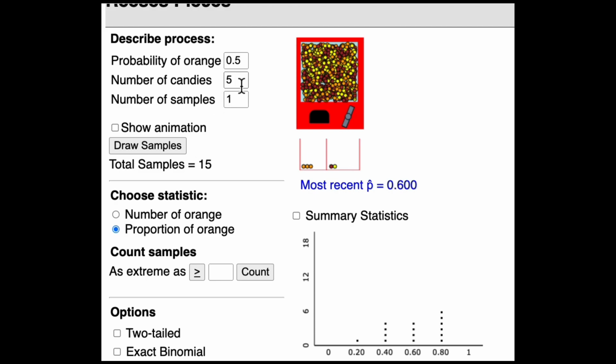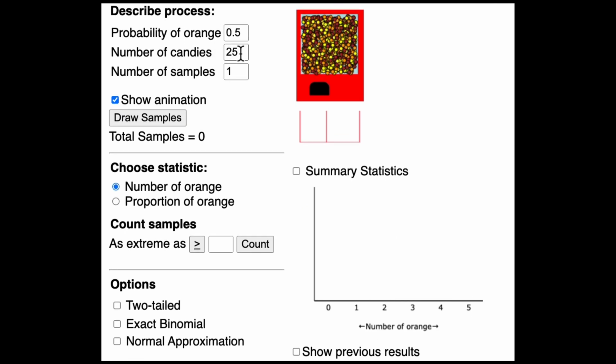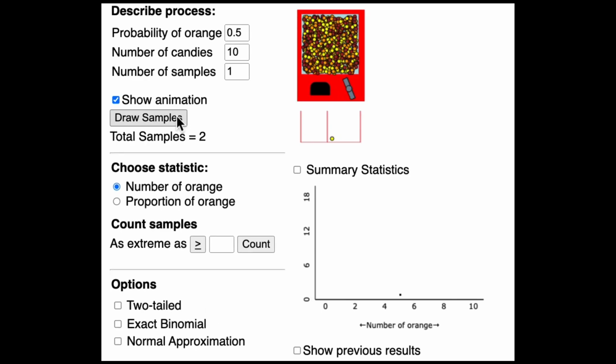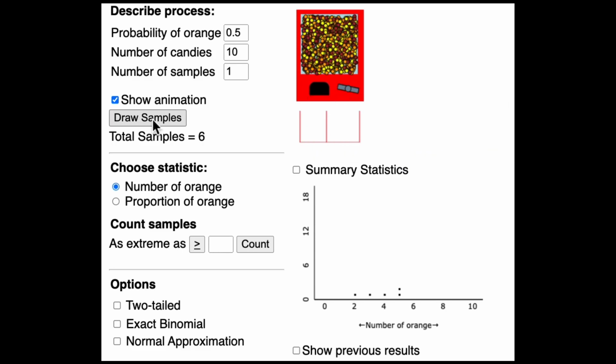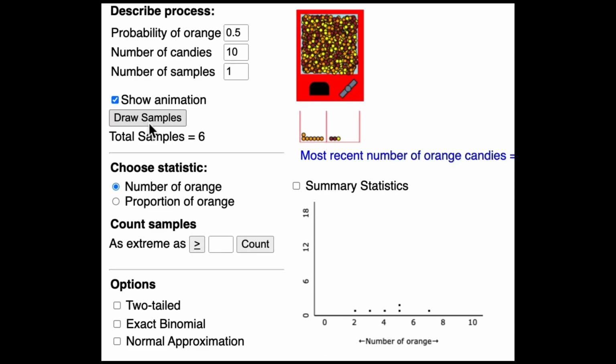Let's try this again. Let's try 10 pieces. Let me reset this thing. Okay, let's do 10 pieces of candy. Okay, the first time I got 5 out of 10. This one I got 2 out of 10, which is 20%. This one I got 5 candies, so that's 50%. That's what I expected, right? And keep doing this. Doesn't matter what you set this to be. That one got 4. Whoa, that one got 7 out of 10. That was 70%.